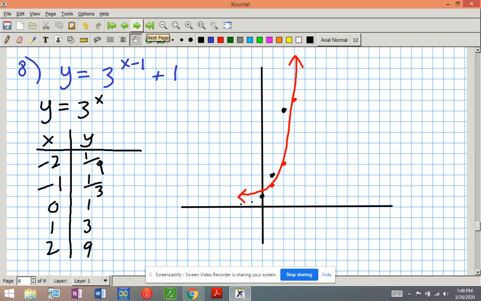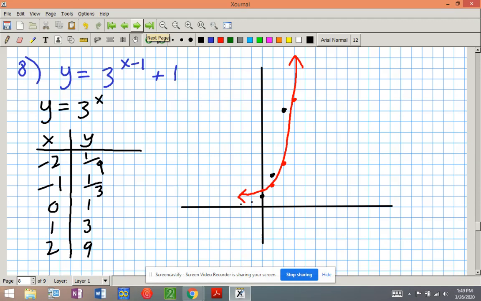So a reasonable table for this would be choosing values of x from -2 to +2, because remember, we're just graphing the parent function right now. So if I start from the bottom of the table, just to make it easier to get started, 3 squared is 9, 3 to the first is 3, 3 to the 0 is 1. Now you're into your negative exponents, so 3 to the -1 is 1/3, and 3 to the -2 is 1/9.